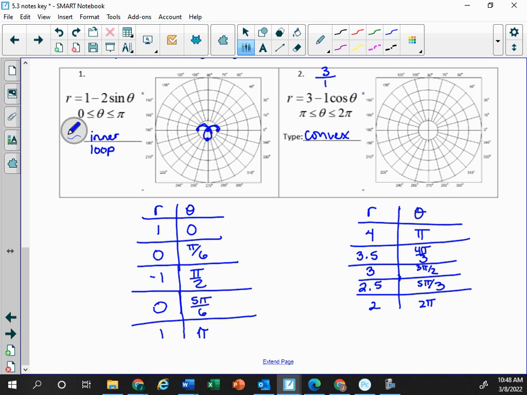Again, talk to your neighbor, see if you've got the same graph. Make sure you can tell which side is the convex side, like the flat-ish side.